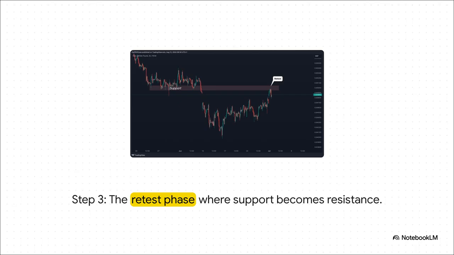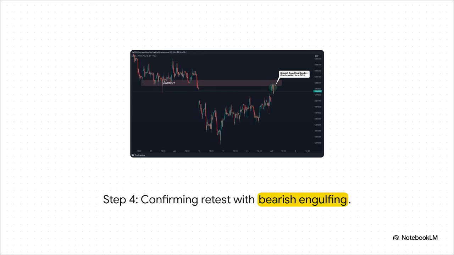Look at how, instead of just entering the trade right after the breakout, the price actually pulls back up to the old support line. Now, this retest phase is the ultimate test of your patience, and I can't stress this enough, it is absolutely crucial to the strategy. The underlying idea here is that the previous support level is now going to act as a brand new resistance level. Now, what's really interesting about this step is the confirmation.